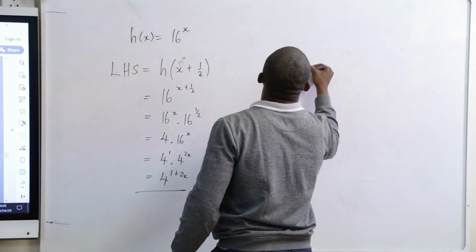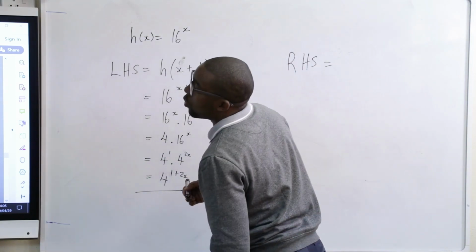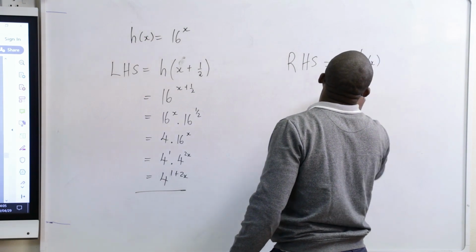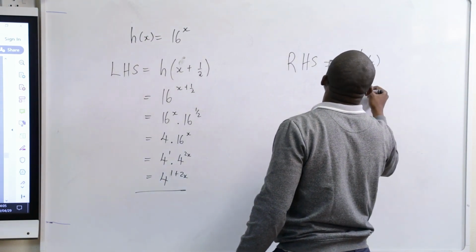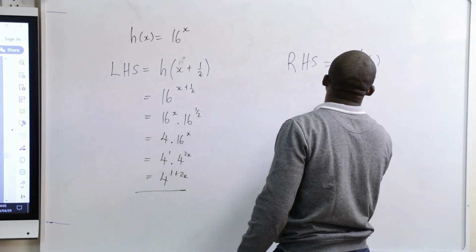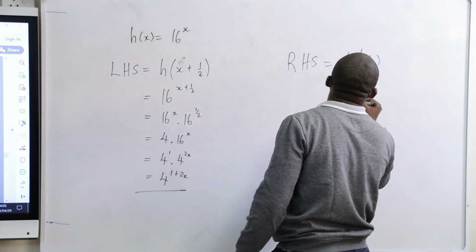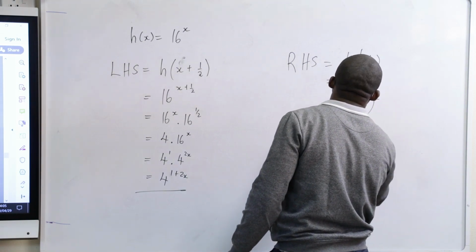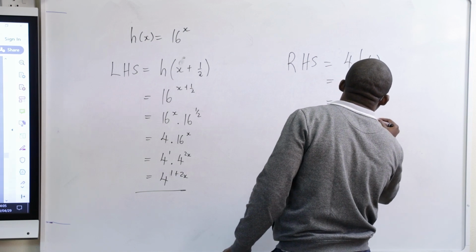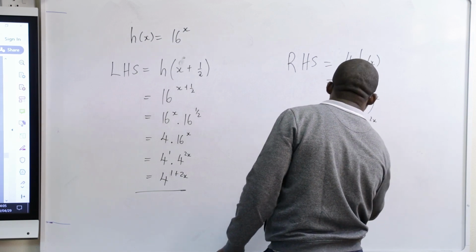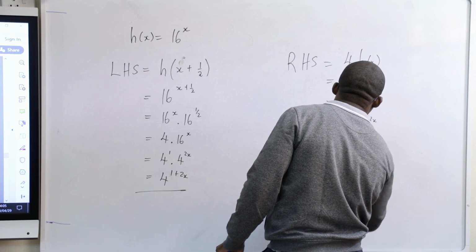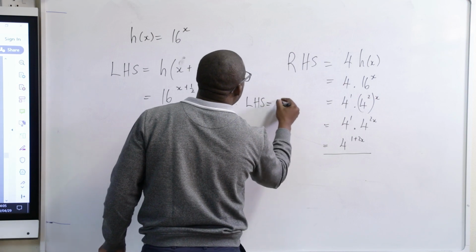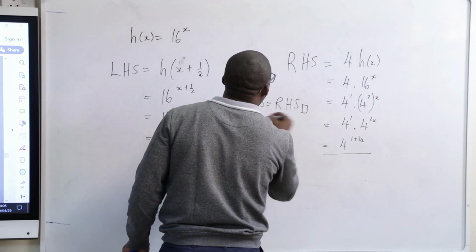Right hand side, we have 4 of h of x. 4 times h of x. H of x was 16 to the x, which is equal to 4 to the 1 dot 4 to the x. This is 4 to the 1 dot 4 to the 2x. Final answer, this is 4 to the 1 plus 2x. Therefore, left hand side is equal to right hand side, as required.